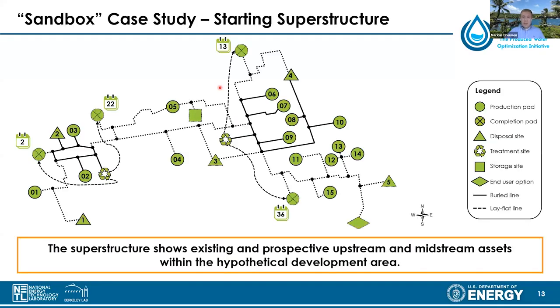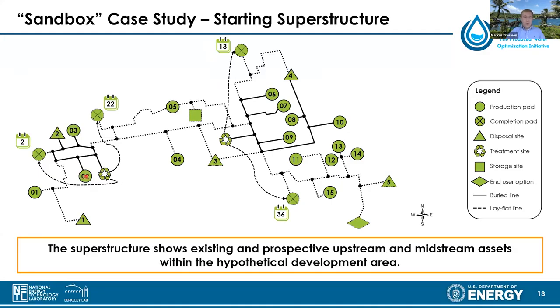The starting point of the case study is the schematic that I'm showing here. A lot of complexity, I realize, but let me walk you through it. The idea is this is a produced water system that consists of a whole bunch of production pads. These are places where produced water is coming out of the ground. We're representing those by these green circles with black numbers in them.